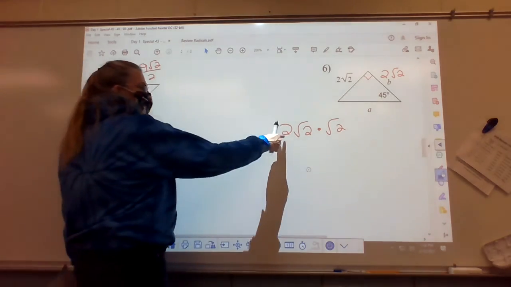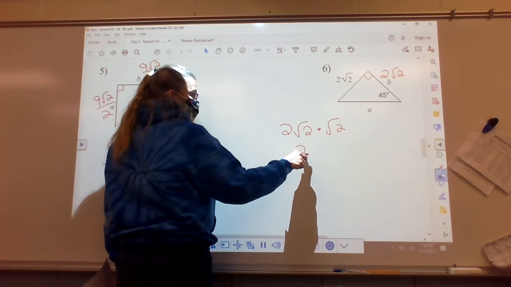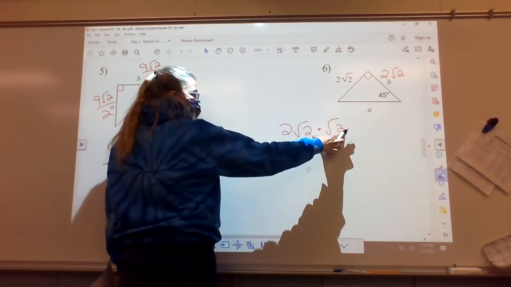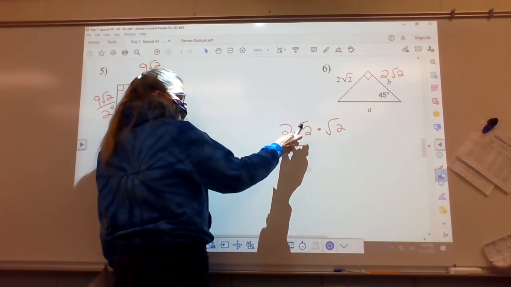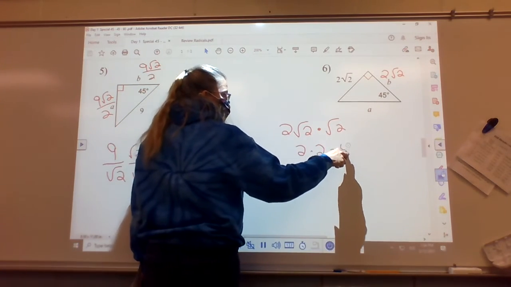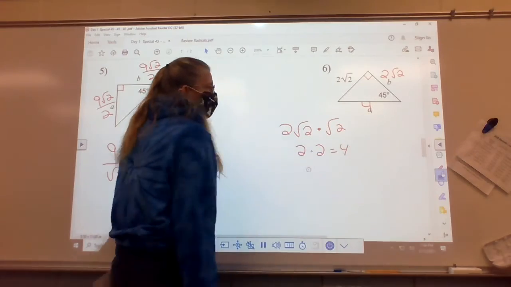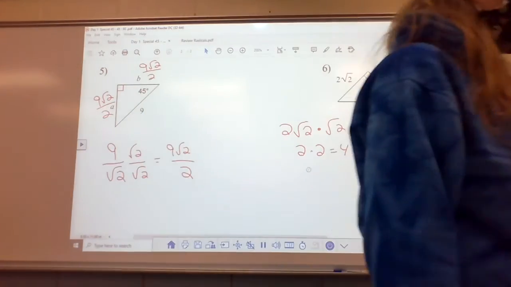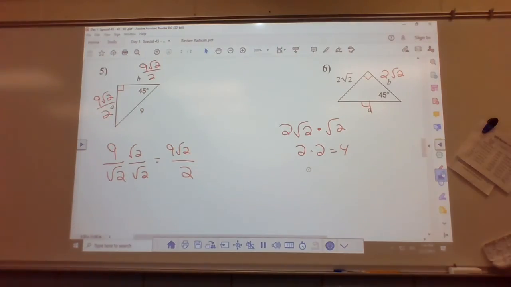Now, the 2's are okay. These 2's are both underneath the radical. So 2 on the inside, bring one of them out. 2 times 2 is 4. So I get just a 4 there. That was number 6. Not too bad. Are we okay on that one?